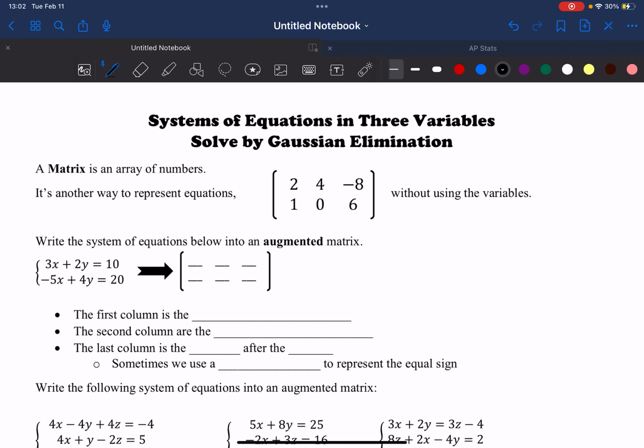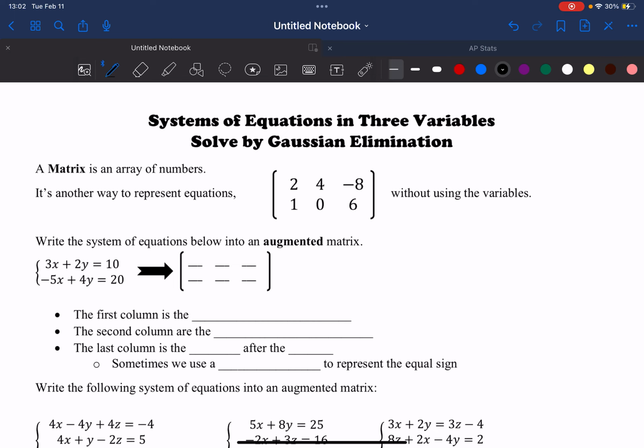Systems of equations in 3 variables, solving by Gaussian elimination. A matrix is an array of numbers. It's another way to represent equations without using variables. Write the system of equations below into an augmented matrix. Augmented just means we're including the number after the equal sign.